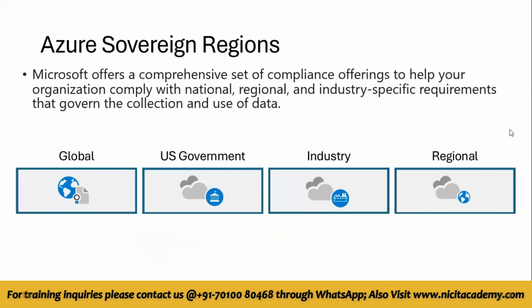So after region pairs, we also have something called sovereign regions. Now, the concept of sovereign region is very clear: it is a region which is created, built, and defined for a particular entity. This entity could be a business, an organization, a company, or a government, even the government of the country. So a sovereign region is any Azure region which is reserved for a particular entity. Those regions are called sovereign regions.